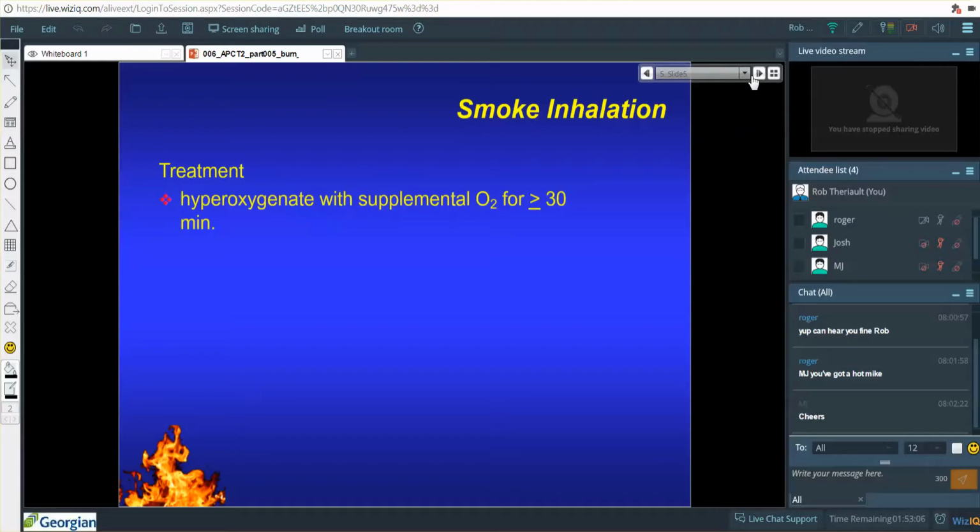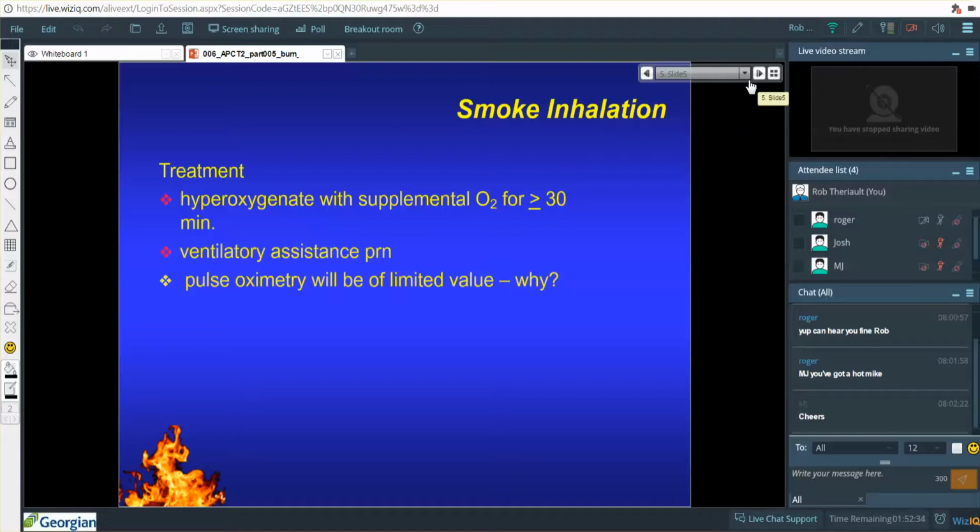In terms of treatment for smoke inhalation, we want management with hyperoxygenation, so supplemental oxygen at high FiO2s, like a non-rebreather mask at 12 to 15 liters, for at least 30 minutes. If you're treating with oxygen, they should be transported to hospital, especially since we don't know what their carboxyhemoglobin levels are. Ventilation would be on a PRN basis, obviously. And there's a problem with pulse oximetry.